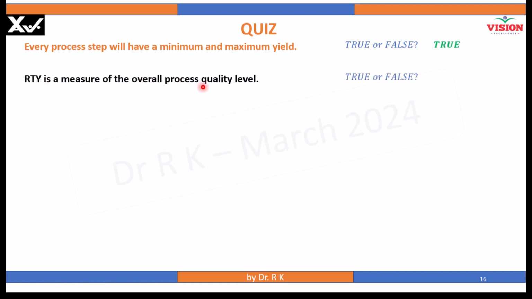Every process step will have a maximum and minimum yield. Yes, true. RTY is a measure of the overall process quality level. Yes, true. RTY summarizes DPMO data for a process yield. Yield means how many of them were defectives, how many of them were good quality. Therefore, it is also true.